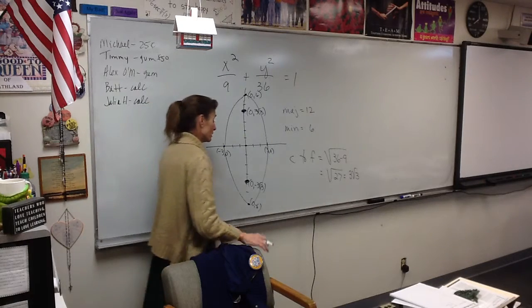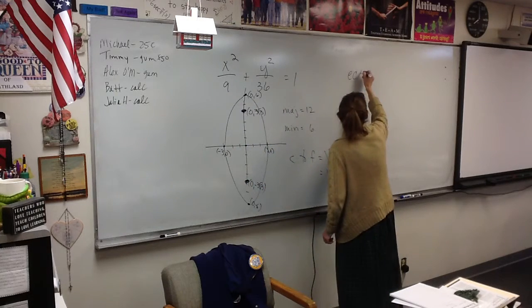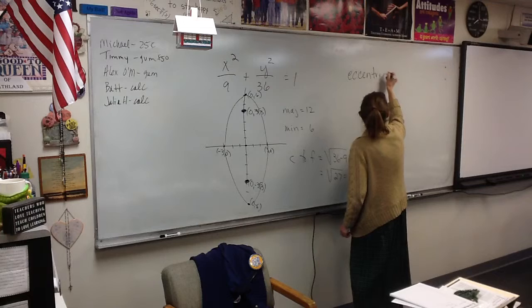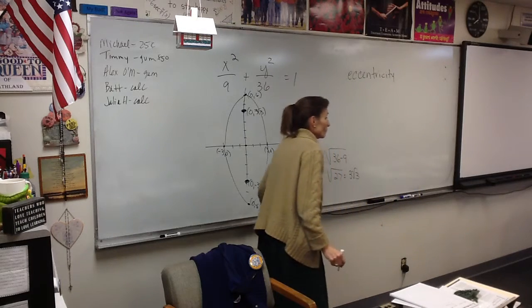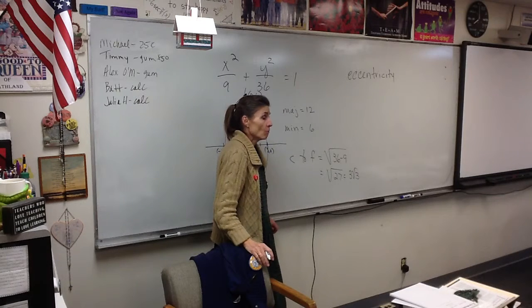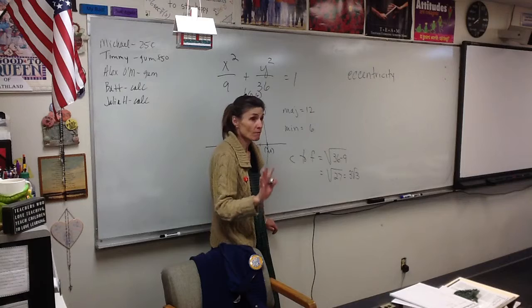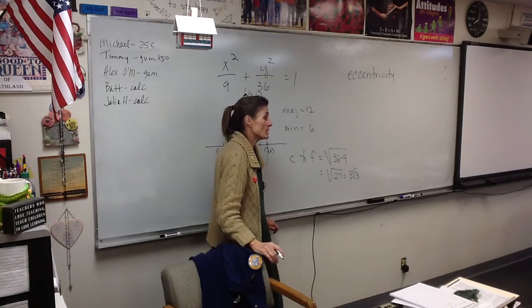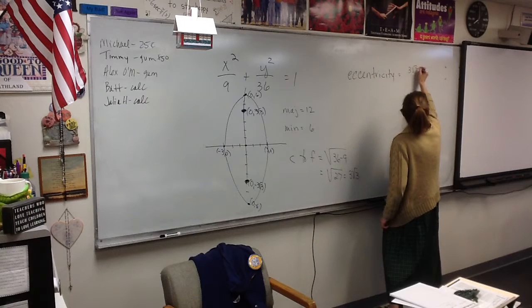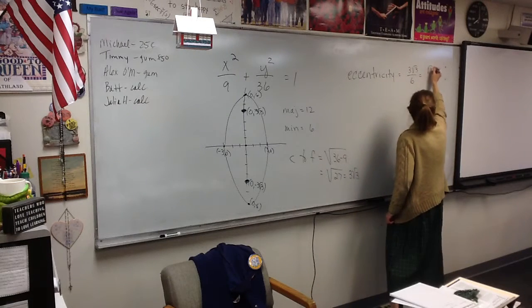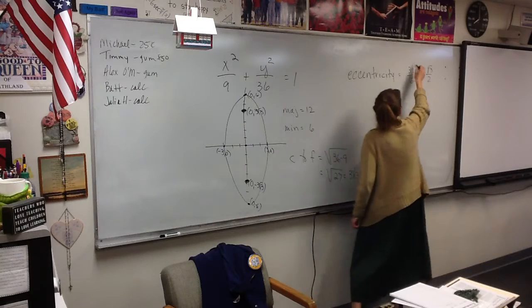Every conic section has associated with it a constant called eccentricity. For an ellipse, we can calculate the eccentricity. It's just a fraction, it's just a number. We can calculate it. It would be 3 root 3 over 6. Now that does reduce, so I'll go ahead and reduce it. But 3 root 3 over 6.